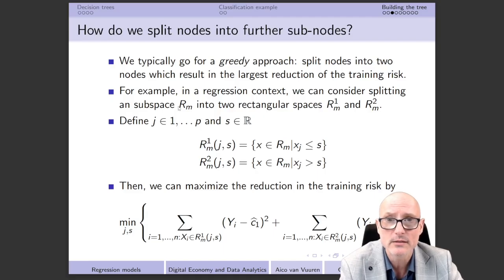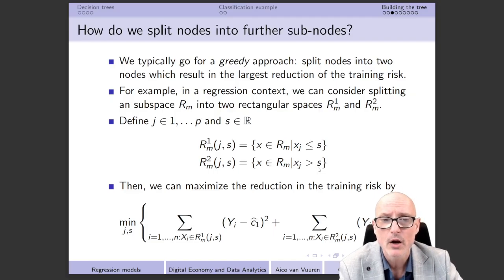But then the question arises, how are we going to determine this J and S? We would like to determine J and S in order to make the so-called optimal split. We're going to do that by looking at the maximum reduction that we can have in the training risk. Take into account that for the training risk, at least among this subspace, at the moment that we do a split of R1mjs and R2mjs, we here are going to use this squared loss function.